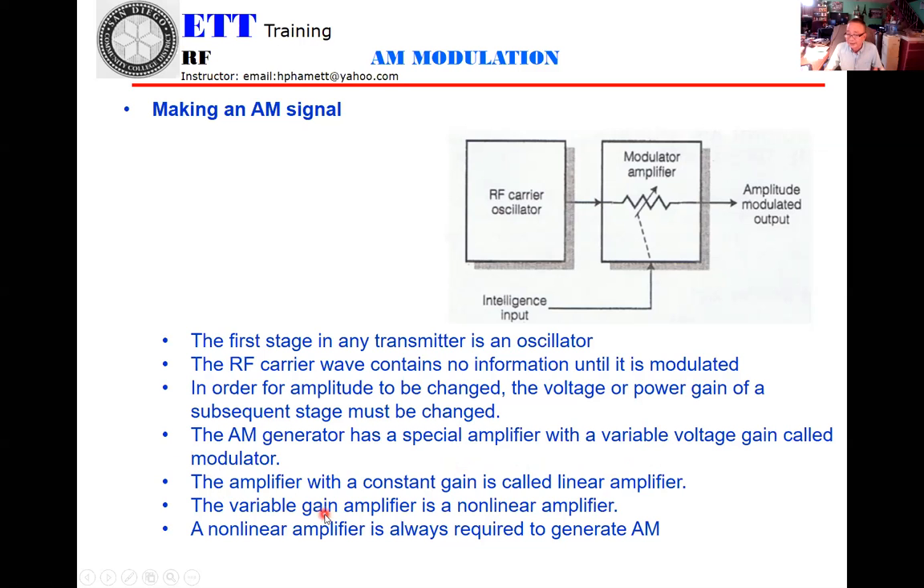An amplifier with a constant gain is a linear amplifier. Okay? That means the gain cannot be changed. If you want it changed, you have to work with the hardware to make it change; it is not automatic. The variable gain amplifier is a non-linear amplifier, so it automatically changes the gain. A non-linear amplifier is always required to generate an AM signal.